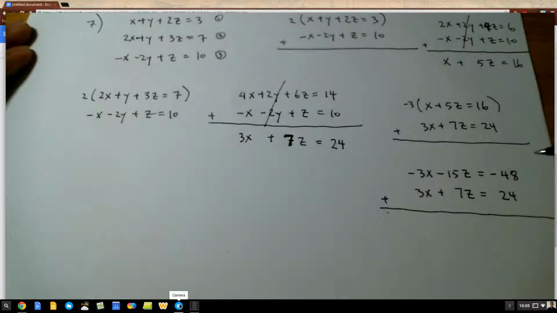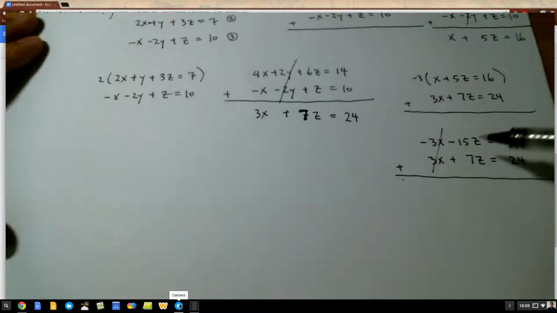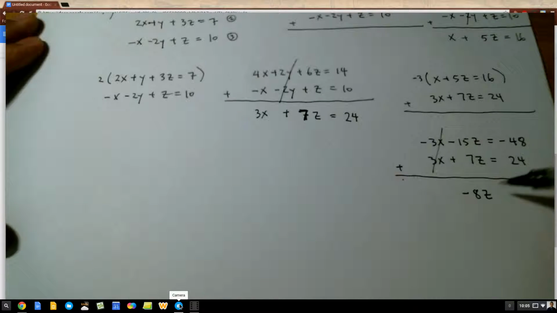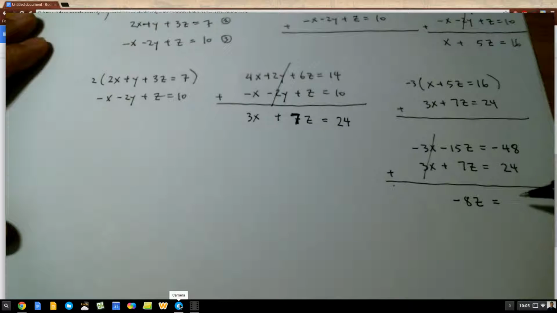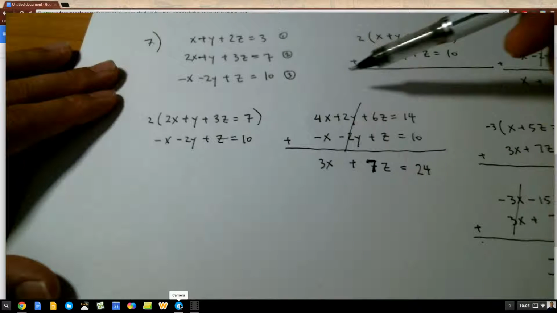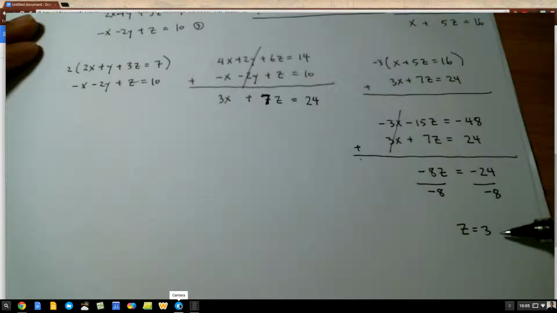Once again, when I add them, the x cancels. And what is negative 15z plus 7z? That will be negative 8z equals, what is negative 48 plus 24? That will be negative 24. Divide by negative 8. Divide by negative 8. z is equal to 3. So we did all that work just to get z is equal to 3.